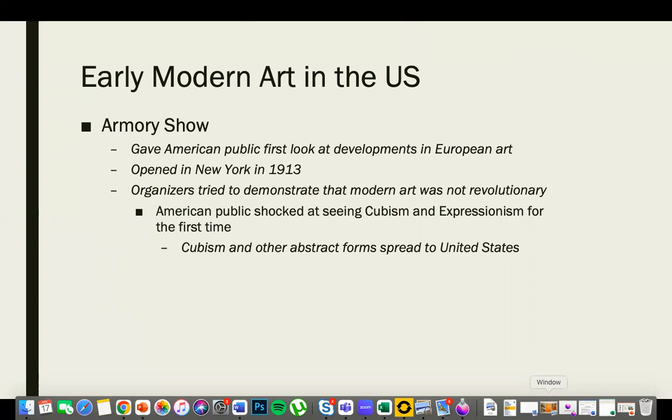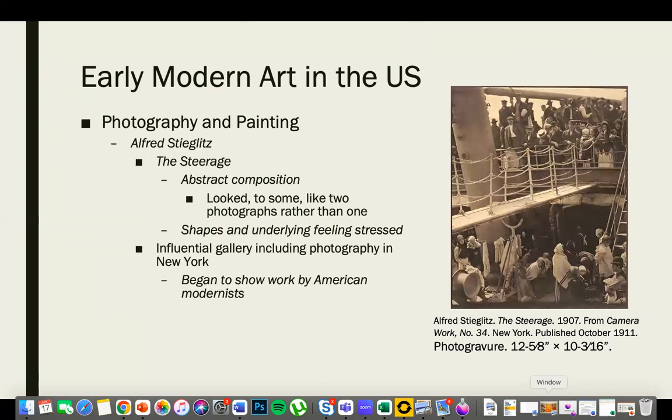It opened in New York in 1913, and organizers tried to demonstrate that modern art was not revolutionary. The American public was shocked at seeing the first signs of Cubism and Expressionism, which had been reserved to the European countries. And Cubism and other abstract forms began spreading rapidly across the United States.